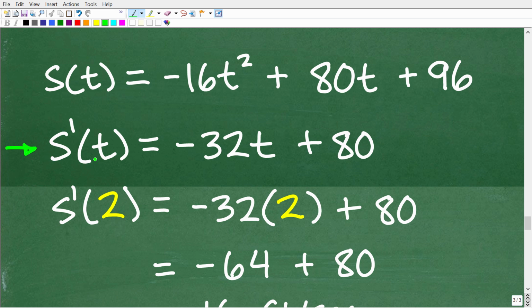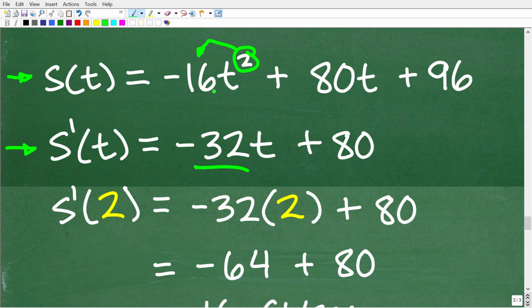S prime of t is equal to negative 32t plus 80. So this is the first derivative of our position function. And let's talk about how we got the answer. So what we're going to do is make sure our function here is written highest to lowest power. So we're going to take a look at this t, and we're going to focus on the exponent. So we're going to take this 2 and multiply by that negative 16. So 2 times negative 16 is negative 32.